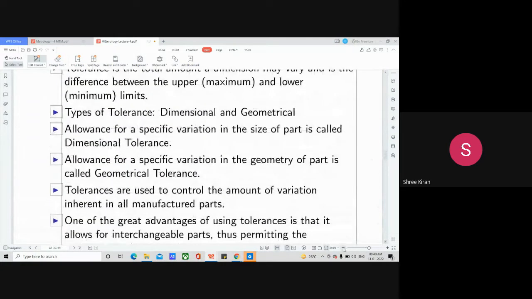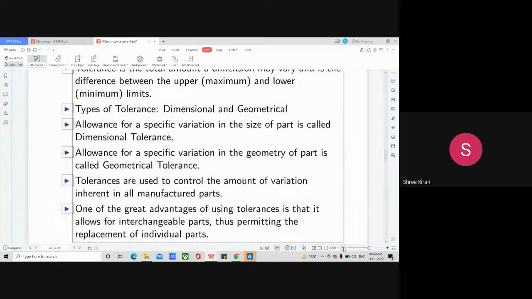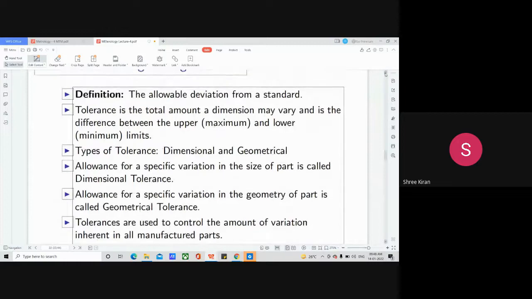See, these are the tolerances. These are the main aspects of tolerance, the allowable deviation from a standard, which I have discussed now. Then we have the factors affecting the tolerance. Tolerance is the total amount of dimensions which may vary and is the difference between the upper and the lower limits. For that only, I told you to draw the figure.